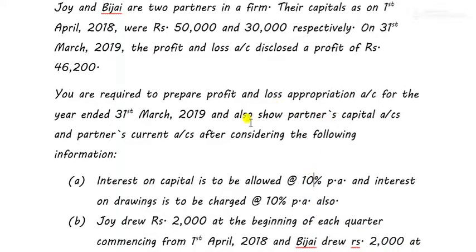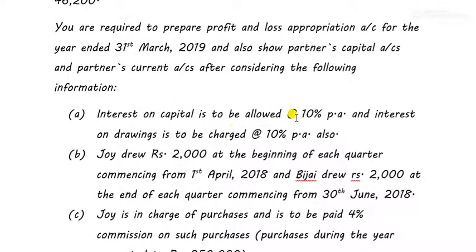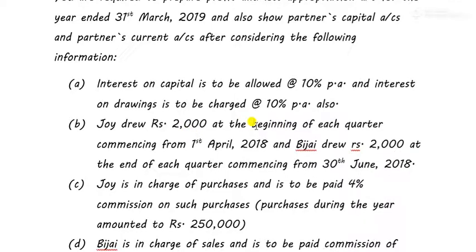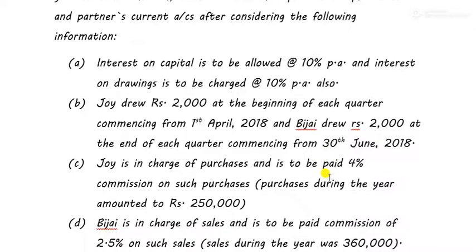We are required to show profit and loss account and partners' capital and current account. Interest on capital is 10%, interest on drawings is 10%. Joy drew 2,000 at the beginning of each quarter. Vijay drew 2,000 at the end of each quarter commencing from 30th June. Simple. They have just given the dates of 1st April and 30th June to confuse you, because this is the date when the drawings are made.